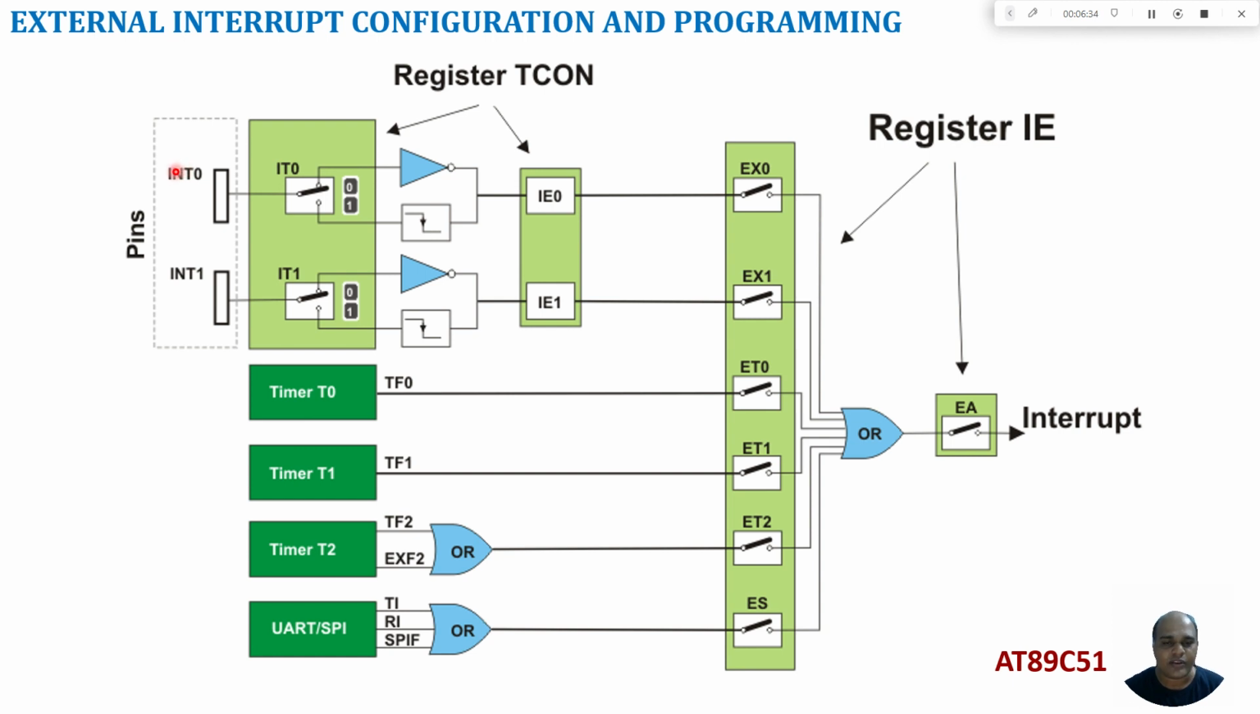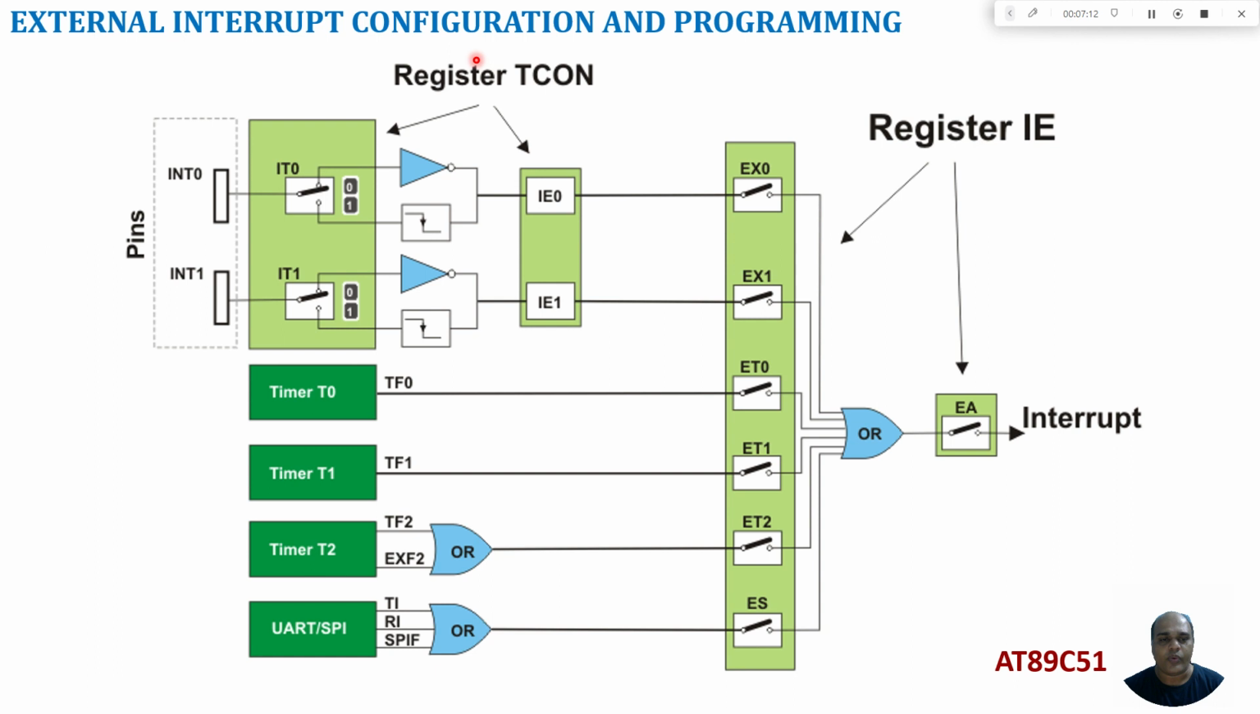In order to select what type of interrupt identification mechanism will be used, we will be using the bits called IT0 and IT1. IT0 is for INT0, IT1 is for INT1. If IT0 is 0, then our CPU will recognize a low level interrupt. If IT0 is 1, then it will recognize a falling edge interrupt. Falling edge in the sense high to low transition. These IT0 and IT1 bits are available in your TCON register, the timer control register.